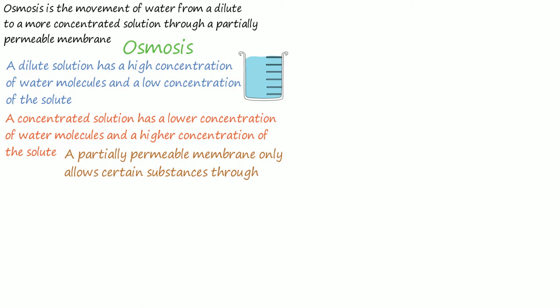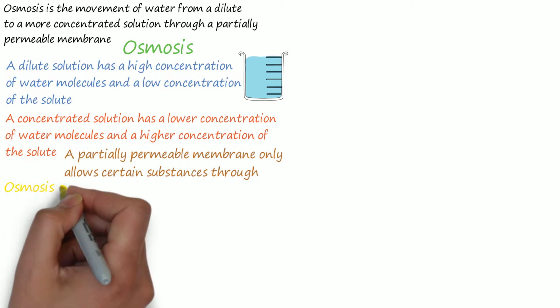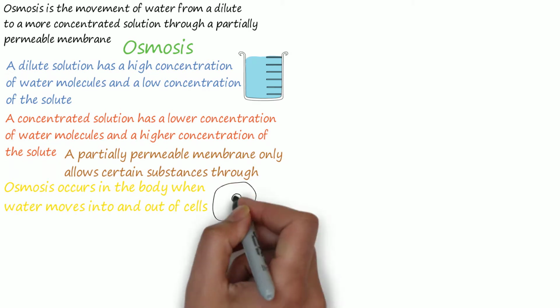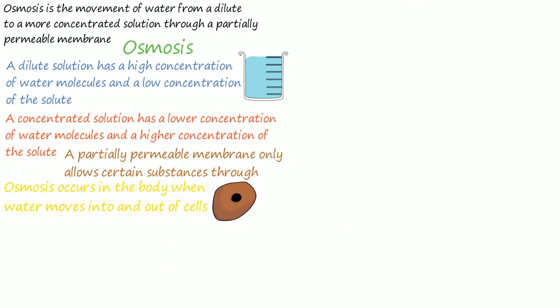A partially permeable membrane is just a membrane which only allows certain substances through. For osmosis to occur, the membrane must allow water molecules through. Osmosis occurs in the body when water moves into and out of cells.